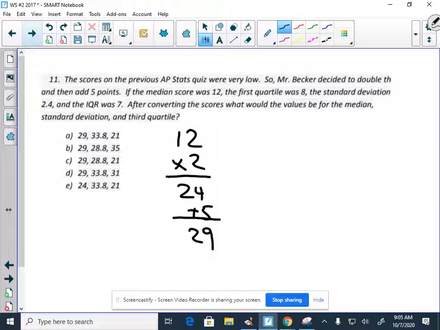What's the answer key say? For the median? For the answer. Which number? The answer is B. Okay, so we're going to go ahead since the answer key is out there.